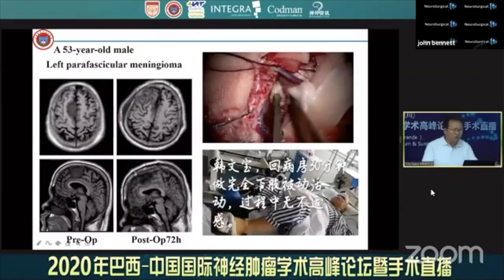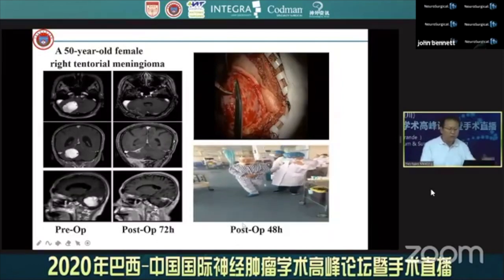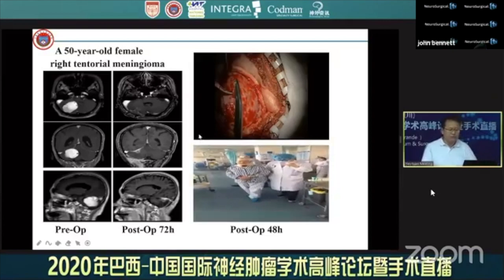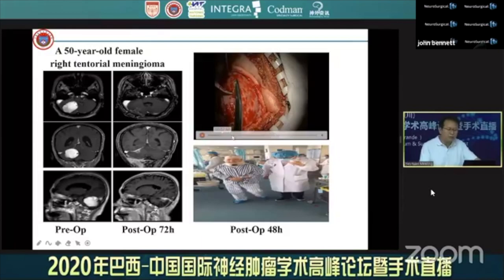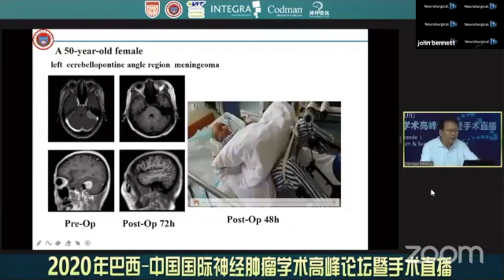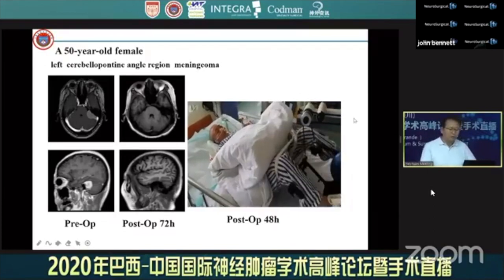And this is the posterior fossa temporal meningioma. Post operation 2 days he can walk, but we should do it more carefully, because walking has risk. You may just take 2 hours to finish, not directly get up and walk. It's dangerous. This is, I show just some cases of cerebral aneurysms, quickly too.